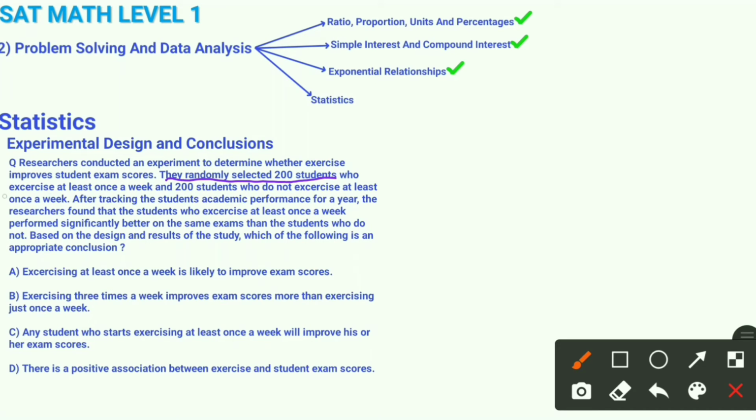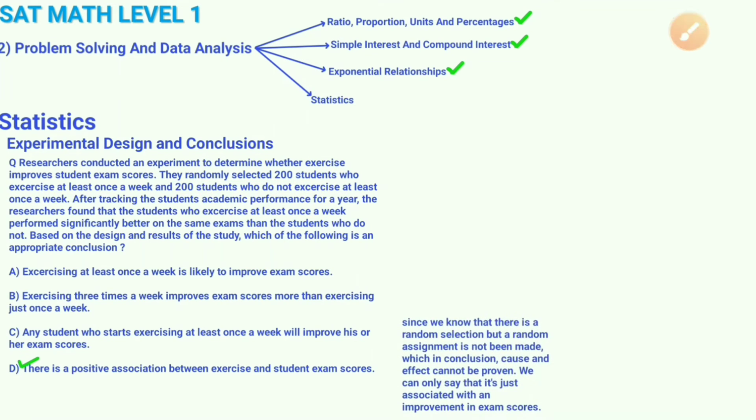What we select is 200 students who exercise at least once a week and 200 who do not exercise at least once a week. After tracking the students' academic performance for a year, the researchers found that the students who exercise at least once a week performed significantly better on the same exam than the students who do not. Okay, so I can say that it's not a fact, because whether the person exercises or doesn't exercise. So D is the answer. You can say that there is a positive association between exercise and student exam scores.